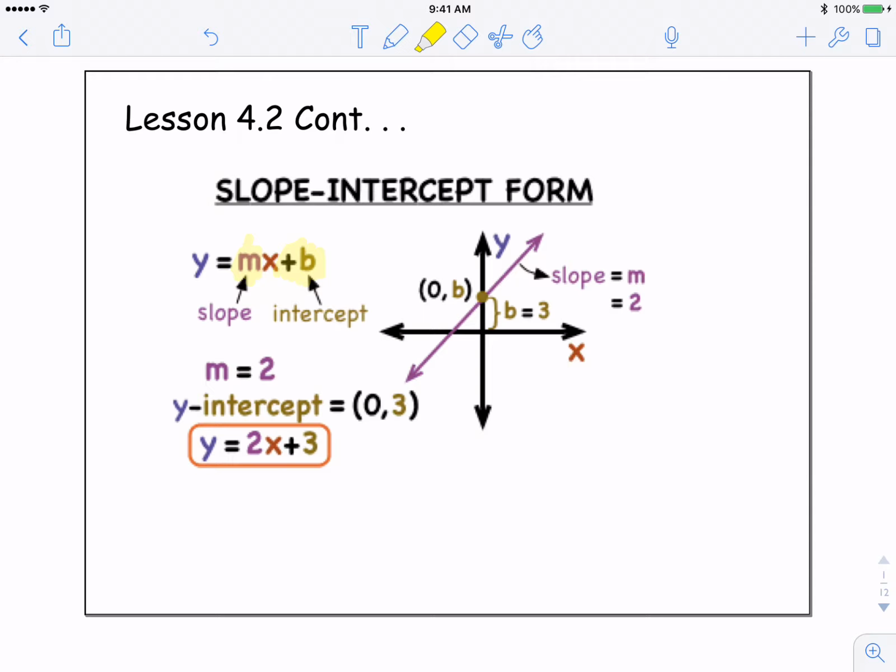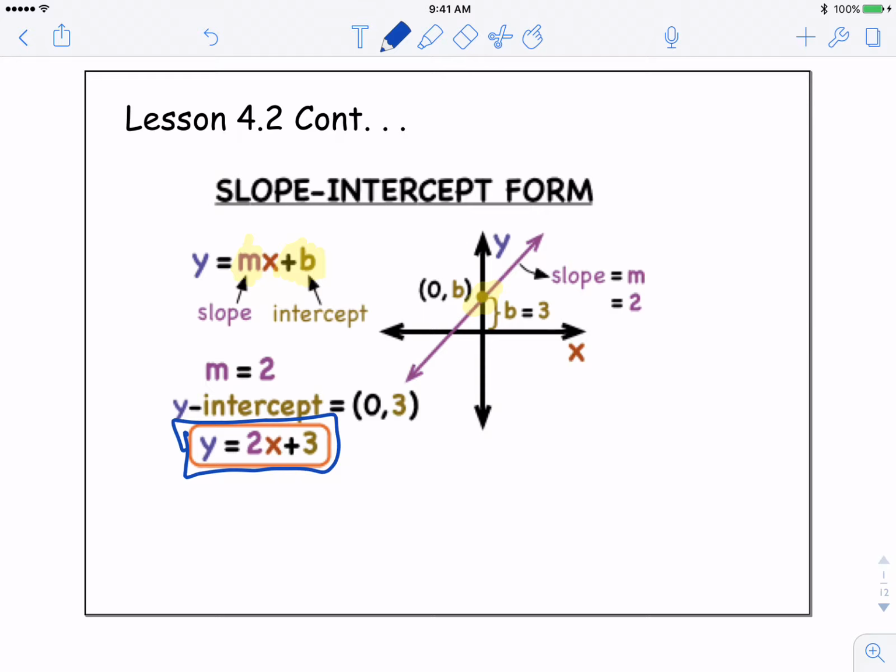So you can see on this line on the coordinate plane, the y-intercept would be right here. It is crossing the y-axis at a positive 3. So the b value is a positive 3. So this is where we're coming up with the equation of the line of y equals 2x plus 3.